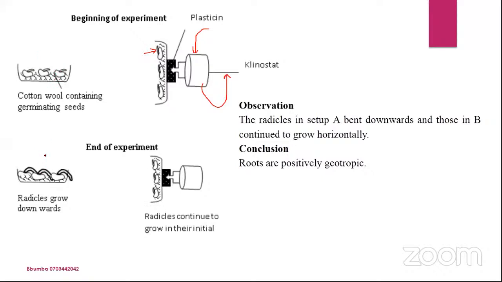After some days, you find that these radicals which were horizontal like this are going to grow downward. So radicals grow downward, but these radicals on the clinostat continue to just grow like that, elongating and elongating. And the observation is the radicals in setup A bent downwards, and those in B continue to grow horizontally. And the conclusion will be roots are positively geotropic. Roots are positively geotropic. Now I'm going to explain why these roots in this experiment had to grow downward.